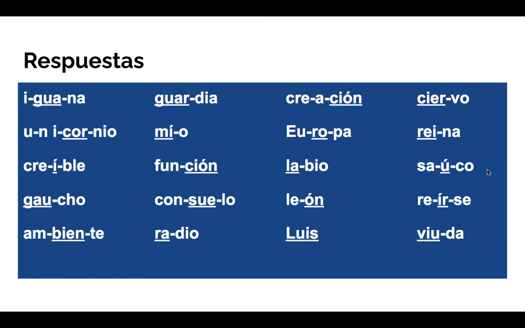Saúco is a 3-syllable word. The U, the weak vowel, separates off from the strong vowel, A. It stands alone, saúco. To show that it's strong, not weak, you put an accent over the U. Gaucho. This has a diphthong, A-U. It is llana, ending in a vowel, and does not need an accent. Consuelo has a diphthong, ue. It is llana, does not need an accent.